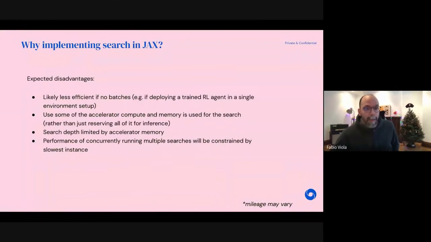On the flip side, this is very likely going to be less efficient if you are not batching. For example, if you want to deploy a trained RL agent on a single environment setup. And also, if you are giving up some of the compute and memory of your accelerators for search, you're going to have a bit less for plain inference. And this is going to have a further impact on how deep you can go with your search, because your search depth will be limited by the accelerator memory. Furthermore, if you're running all the searches in parallel, your performance will be constrained by the slowest instance of your search.